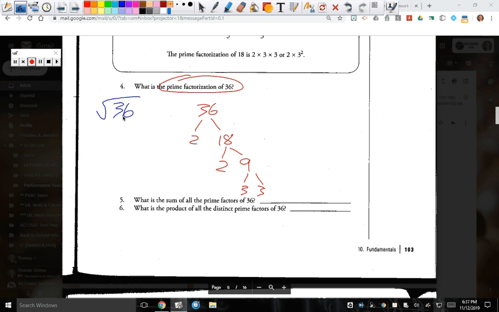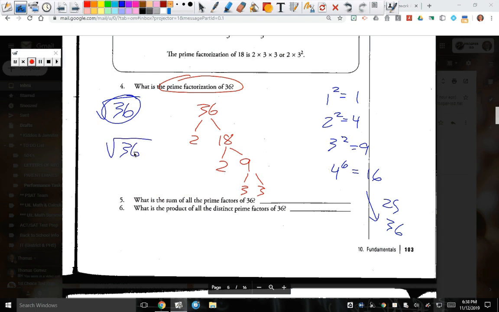Prime factorization is looking at square roots of individual pieces. So 1 squared is 1, 2 squared is 4, 3 squared is 9, 4 squared is 16, and so on and so forth. 25, 36. You see what I'm doing? So here, what could I simplify that to? If I asked you to simplify this, what would you get? 6. Just 6, right?